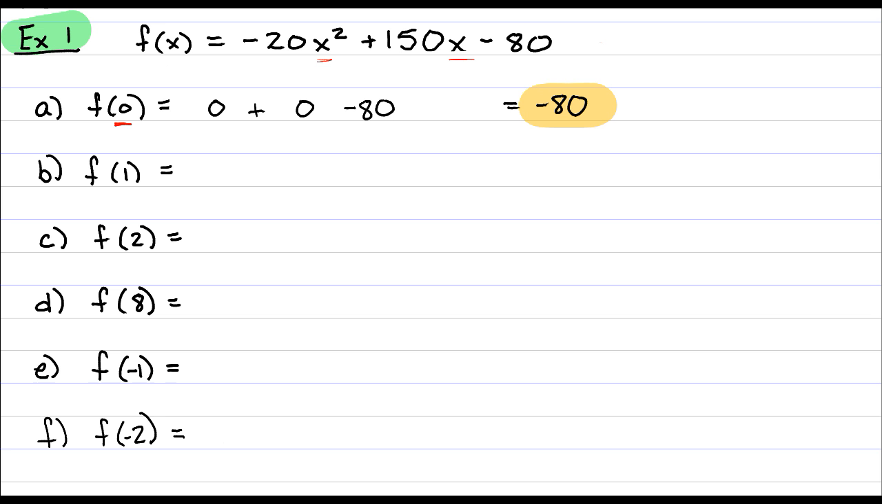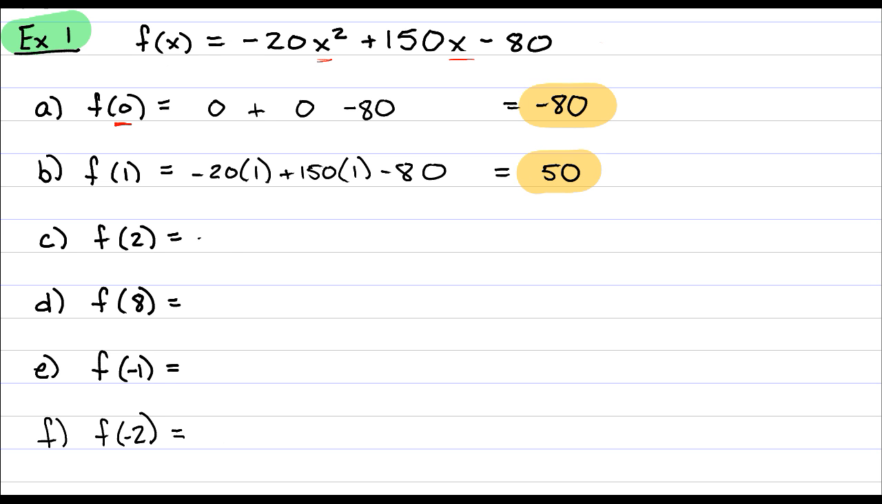Part B, we want to calculate f of 1. So everywhere there's an x in the definition of the function, we plug in a 1. So I get minus 20 times 1 squared plus 150 times 1 minus 80. Okay, so that turns out to be minus 20 plus 150 minus 80. And if you combine all of that, you get 50. So f of 1 is 50.